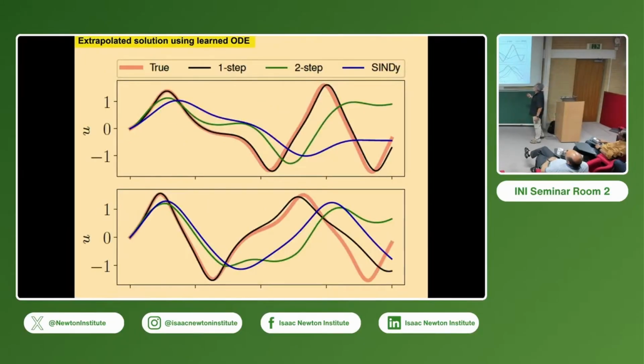Now, those are the extrapolated solutions using the learned ODE. In red, you have the truth. In black, you have the one-step method. In green, you have the two-step method, and in blue, SINDy. And those are not accurate because, again, in the two-step method you are trashing information. You're trashing the fact that these u's must solve a PDE that is a polynomial, which is why they are not accurate.